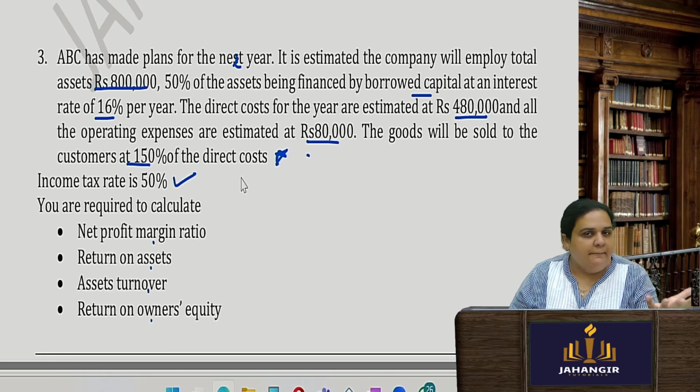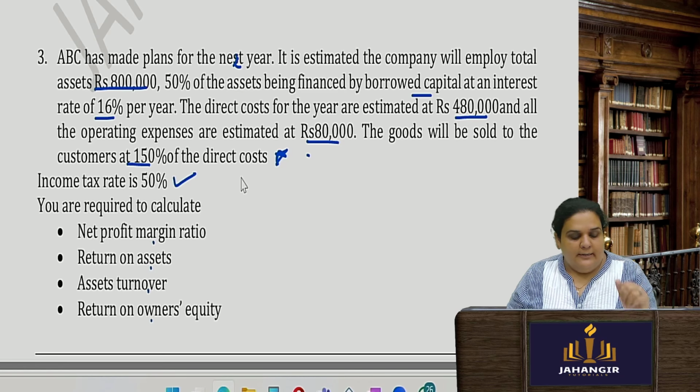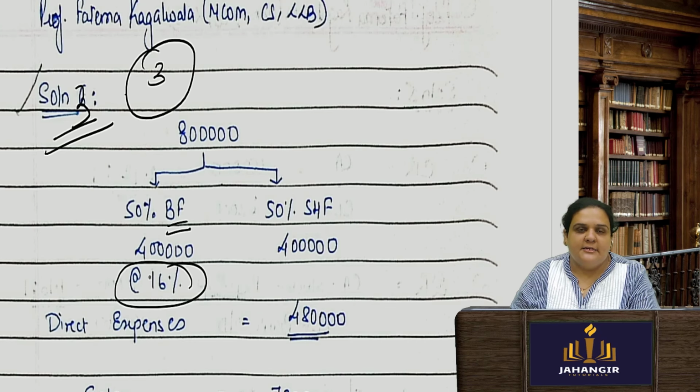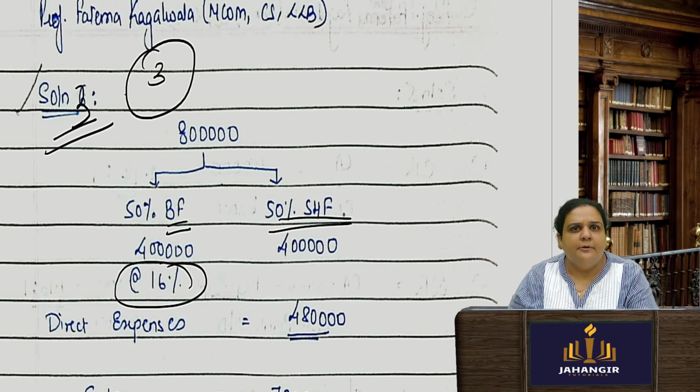That means this is the capital also I will need, right? So that 8 lakhs, they are saying 50% with borrowed funds, interest rate 16%. So 50% of 8 lakhs, 4 lakhs. That means balance 50% is shareholders' funds, equity share capital. They have not told me anything about preference share. So obviously this will be equity share capital.